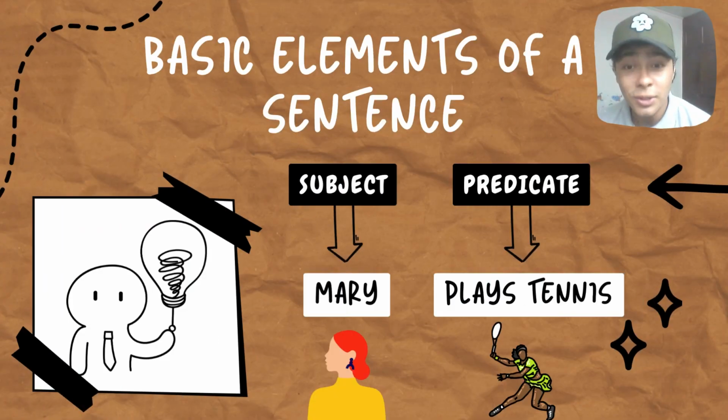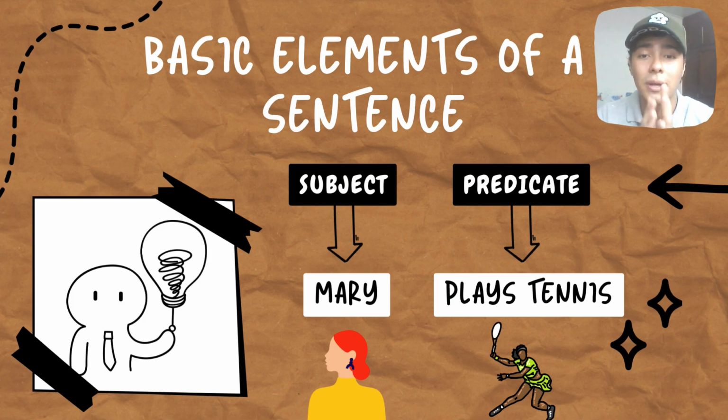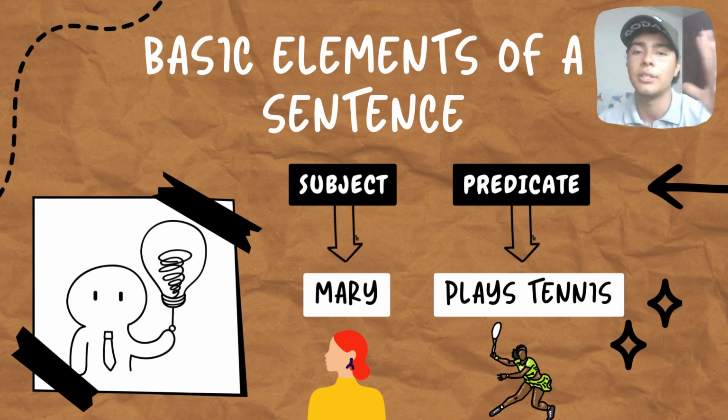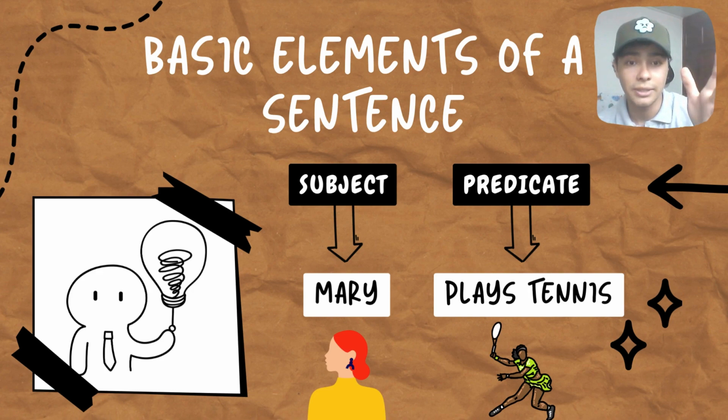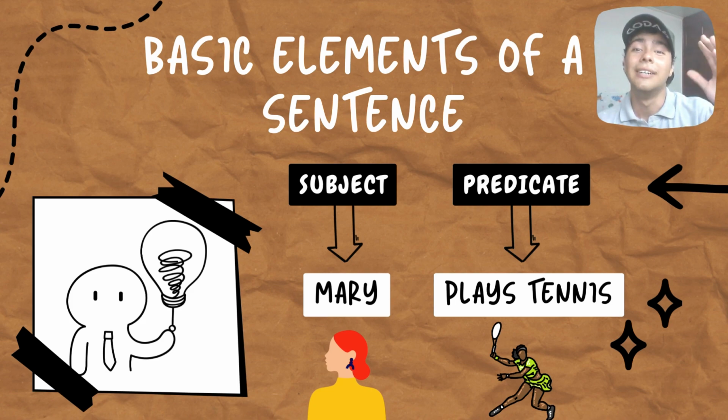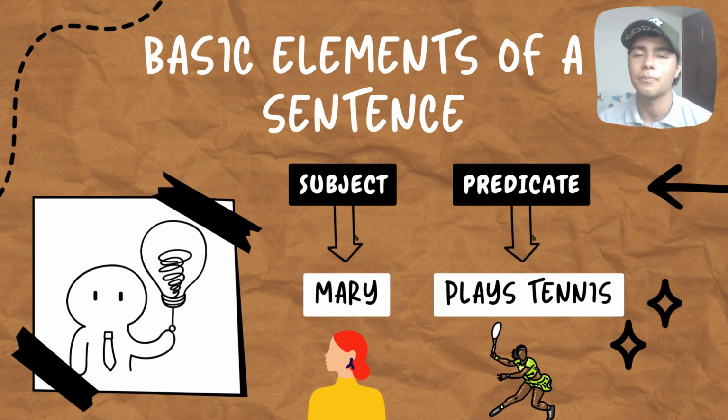Before we start, I want you to make clear these basic elements of a sentence. First of all, we have a subject, which could be a personal pronoun or a specific name. For example, in this case, we have Mary. Then we have the predicate, which is composed of a verb and the rest of the sentence. In this case, plays tennis. Is this clear at this moment? Because this is going to get harder and harder, but I know that you are smart enough to understand this topic very quickly. Okay?